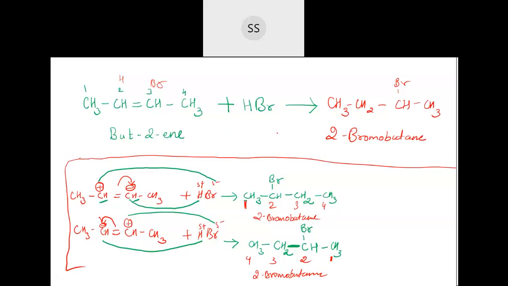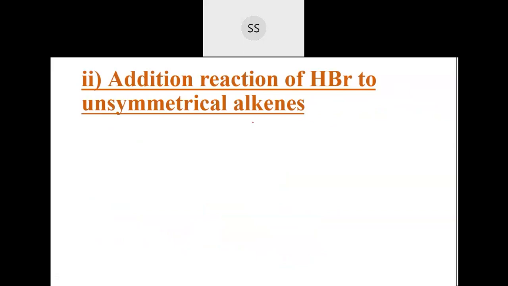So let me go for the next one now. That is addition of HBr to an unsymmetrical alkene. So to this we will be adding now. What do you think the product will be? Will it be the same as what we saw in the symmetrical alkene, or will it be different now?